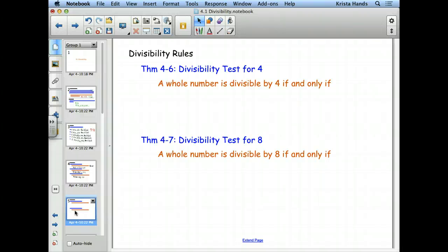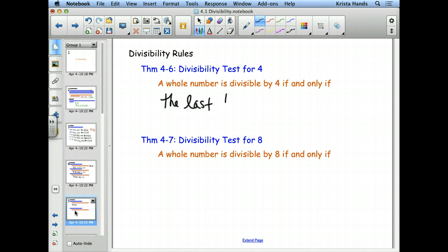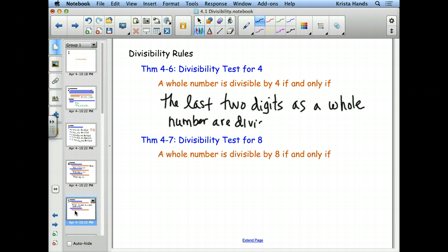These you may not have seen before. Has anybody seen a divisibility test, or known how you decide if a number is divisible by 4? Let me show you how you know if a number is divisible by 4. A whole number is divisible by 4 if and only if the last 2 digits as a whole number are divisible by 4.